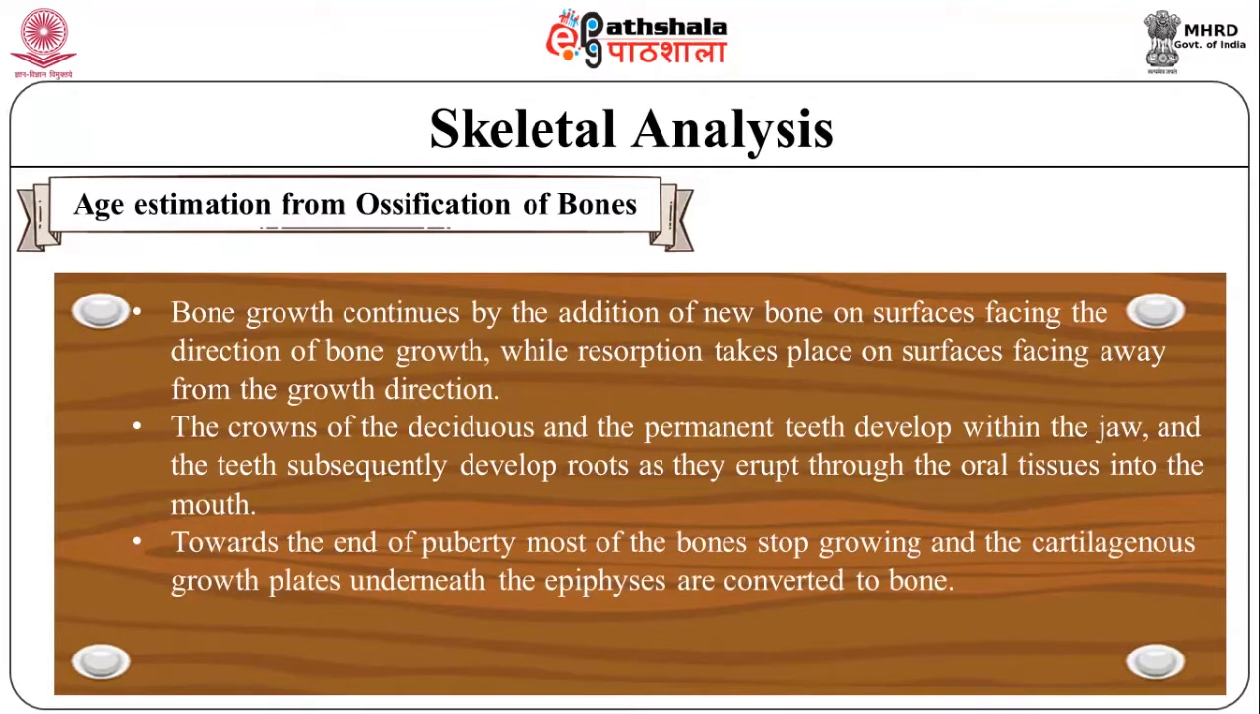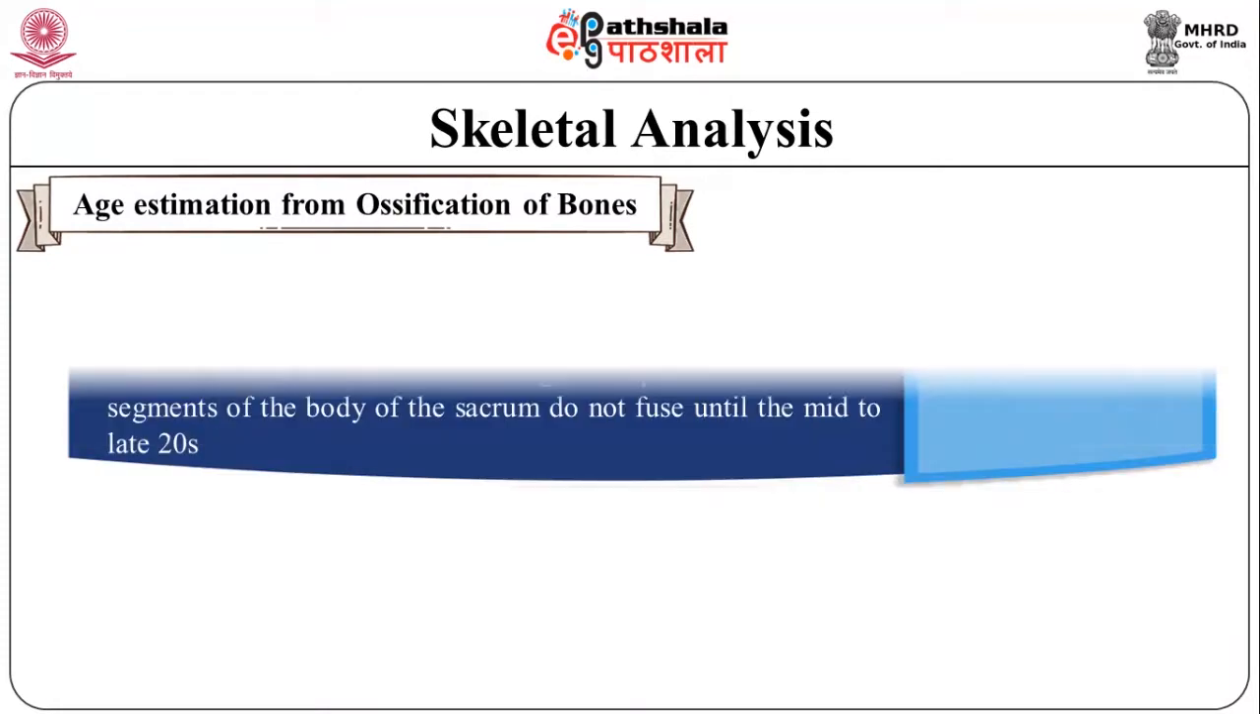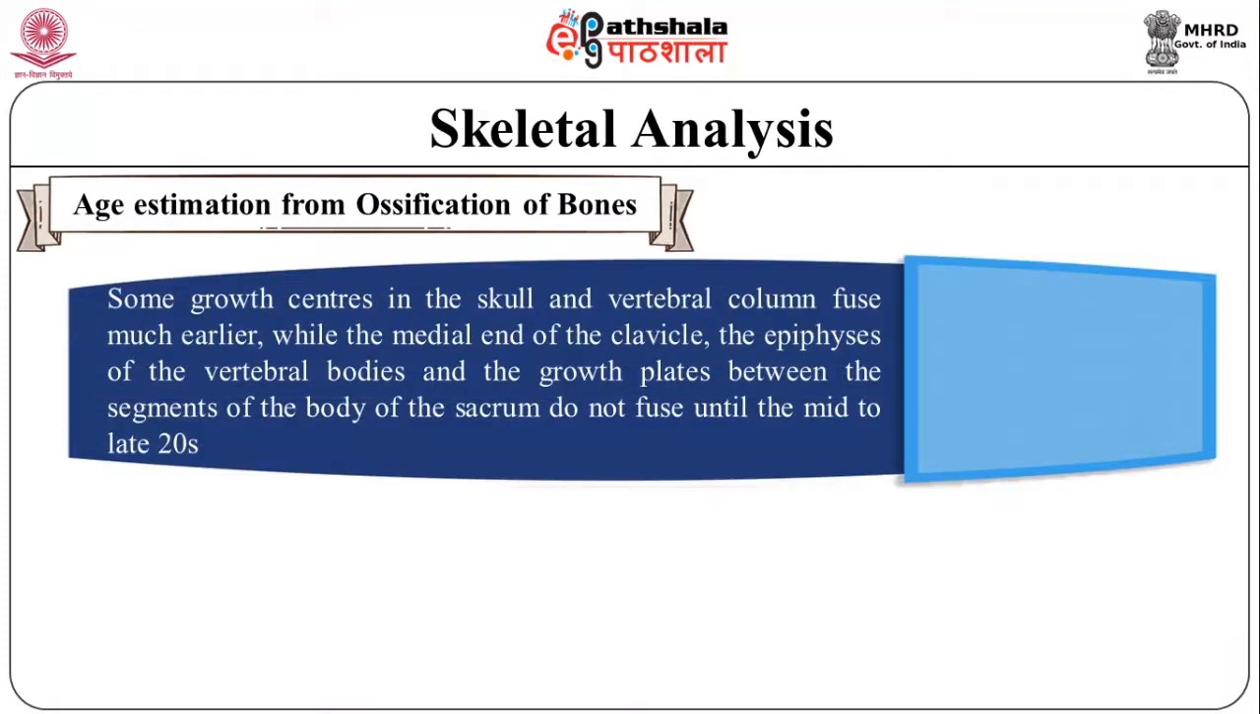Towards the end of puberty, most of the bones stop growing and the cartilaginous growth plates underneath the epiphysis are converted to bone. The epiphyses fuse to their respective diaphyses at different times, but mainly from about 12 years onwards. Some growth centers in the skull and vertebral column fuse much earlier, while the medial end of the clavicle, the epiphysis of the vertebral bodies and the growth plates between the segments of the body of the sacrum do not fuse until the mid to late 20s.